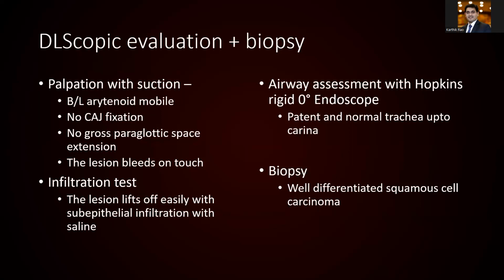We also used infiltration tests to determine the depth of the tumor, to decide what kind of surgery we might be able to do. We infiltrated in the subepithelial region, and we were able to see the lesion lift up easily after infiltration with saline. Prior to extubation, we did an airway assessment with the Hopkins 0° endoscope. The trachea all the way up to the carina was normal. We had taken a biopsy, and it came as well differentiated squamous cell cancer.